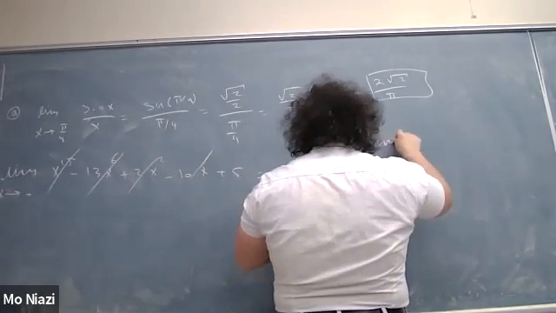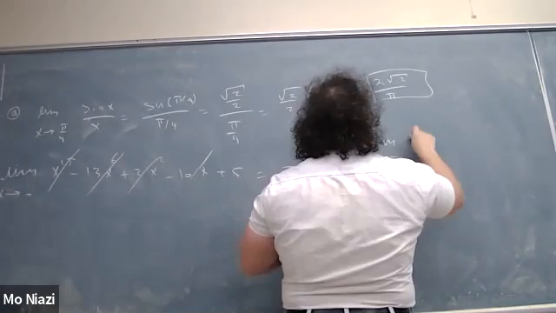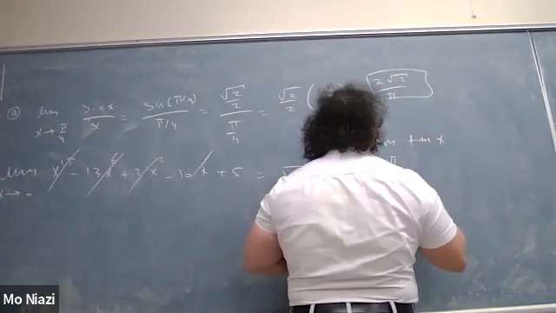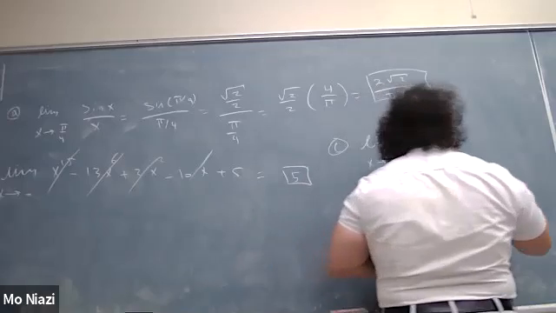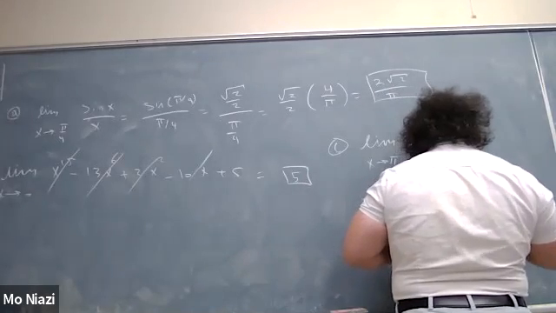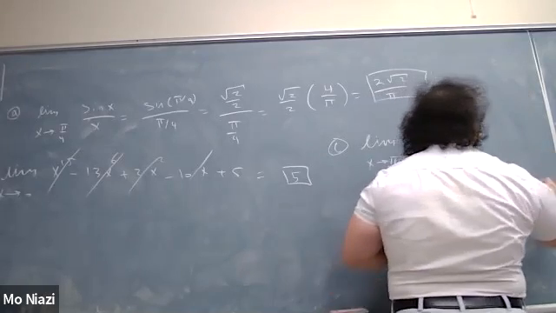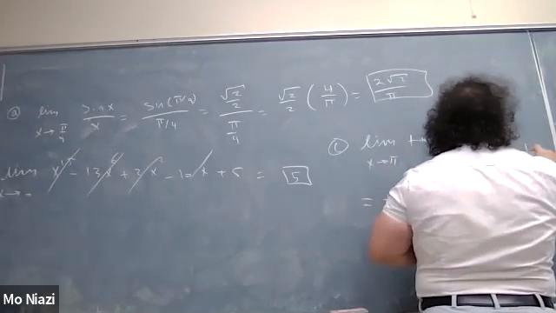Limit as x approaches pi of tangent of x. That's just tangent of pi. That's sine of pi over cosine of pi. That's negative 1 on the bottom, and on top it's 0. So the whole thing is 0.